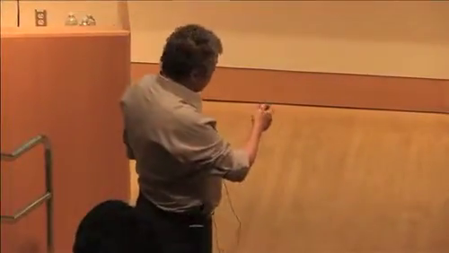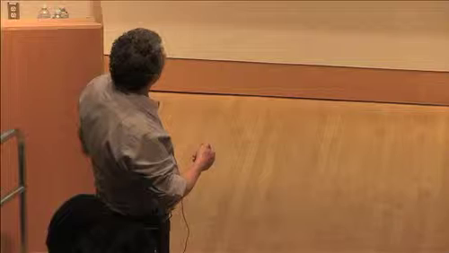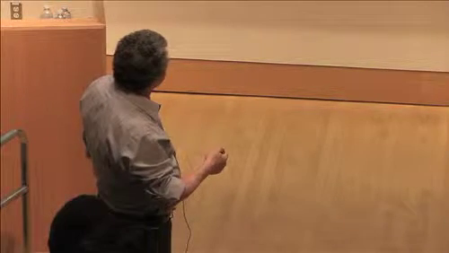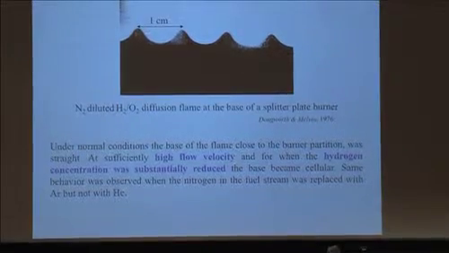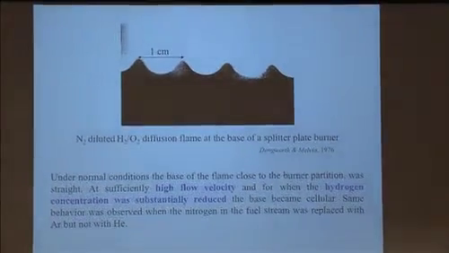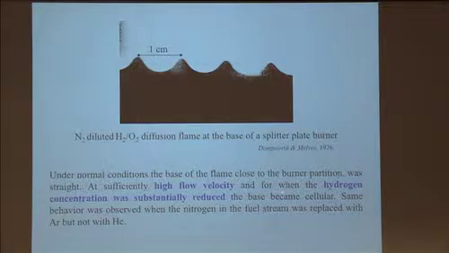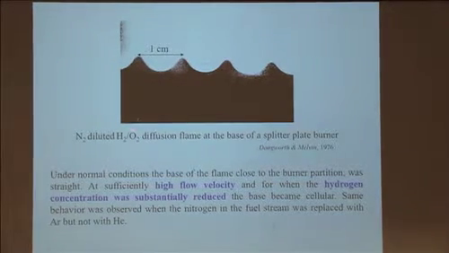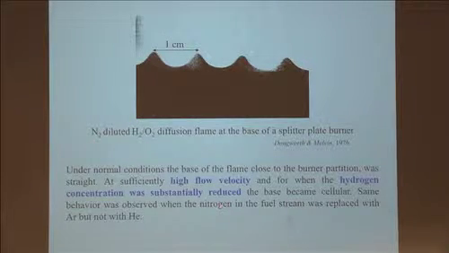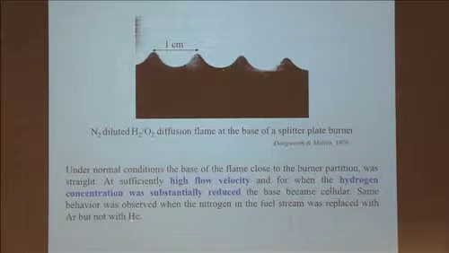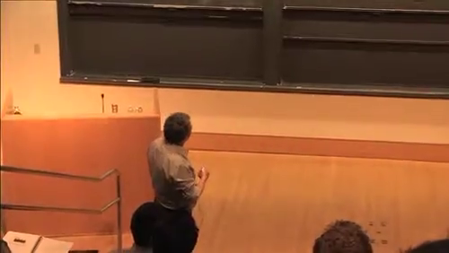further downstream. But what was observed is that at high flow velocity, when this was a hydrogen-oxygen flame, and when the hydrogen concentration was substantially reduced, the base becomes cellular, and this is the cellular behavior that you see. Note that the cells are of the size of 1 centimeter, which are significantly larger than, let's say, the reaction zone thickness. Now, this was observed when also the nitrogen in this mixture, which was the diluent, was replaced by argon. But when it was replaced by helium, the flame remained smooth and not cellular. So one of the things that we would like to understand is this behavior.